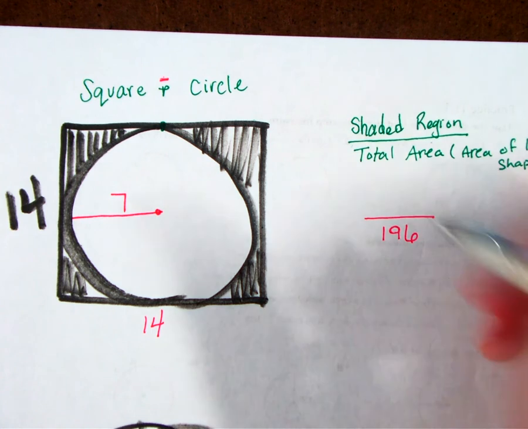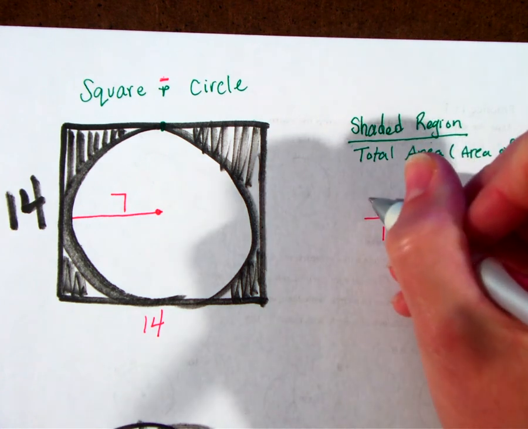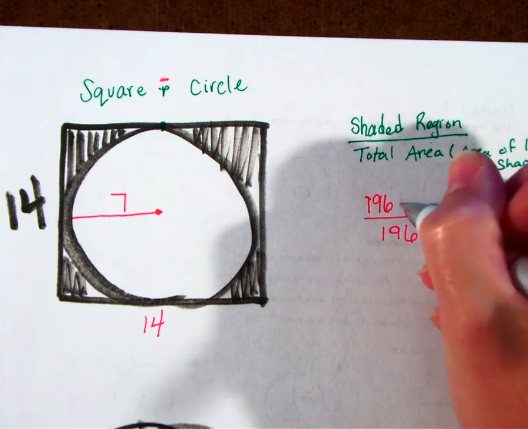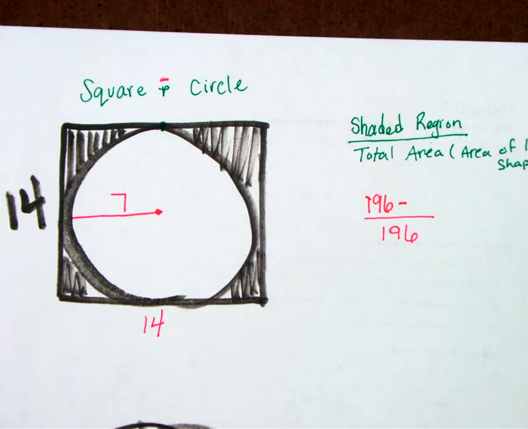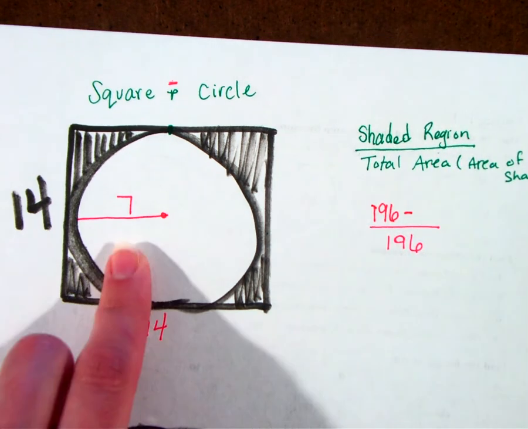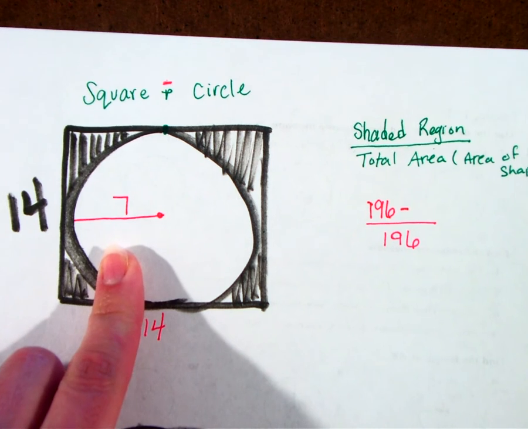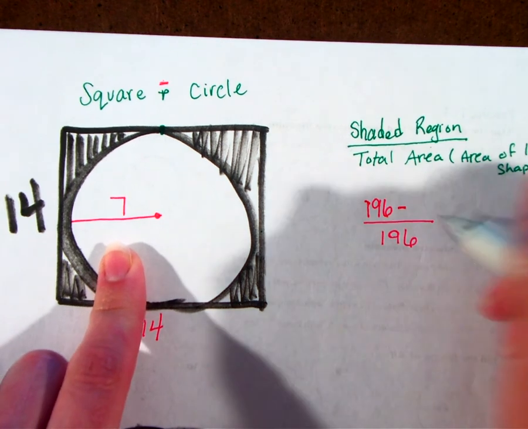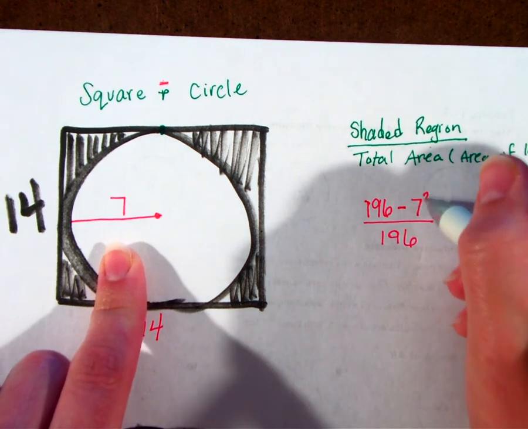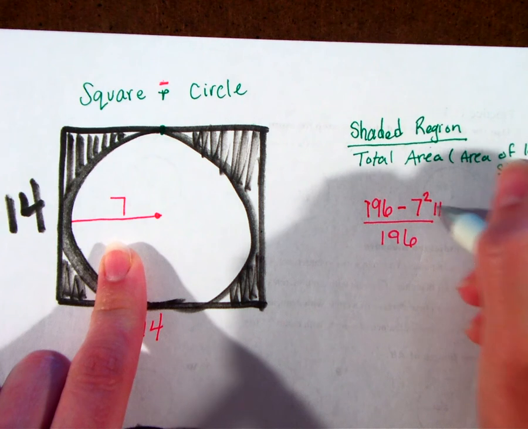So the square is our 196. We already know that. So I'm going to do the square, which is 196. And then I will subtract from that 196 the circle. So my circle is 7 squared pi.